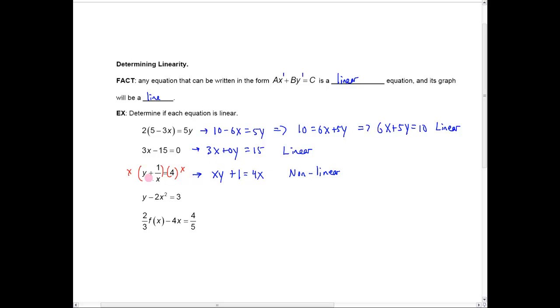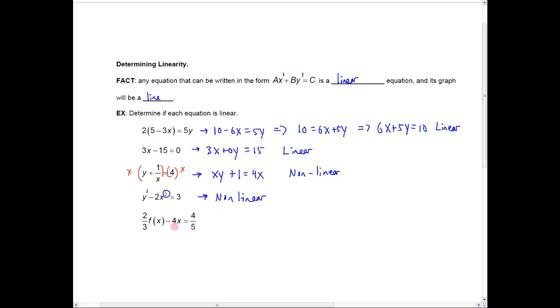And it turns out if you were to solve this for y and graph it, it would not be a line. This one right here, you see a y to the first but an x to the second, and that ends up also, because I'm not going to be able to get just an x to the first power that I need, so this is going to be nonlinear.